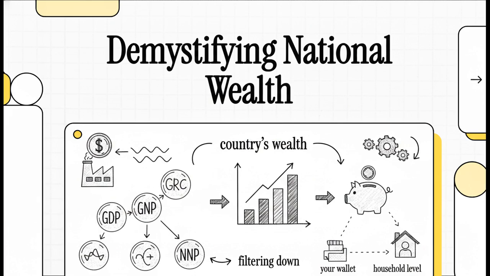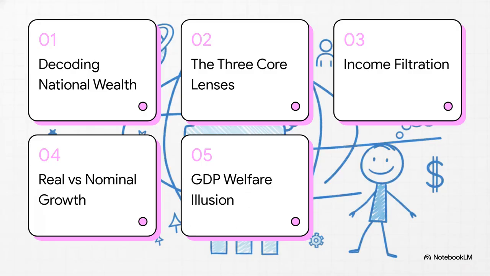Today, we're going to map out exactly how national wealth is generated, how it's measured, and how it ultimately filters all the way down to your household budget. Let's get into it. Okay, let's dive right into our roadmap for today.